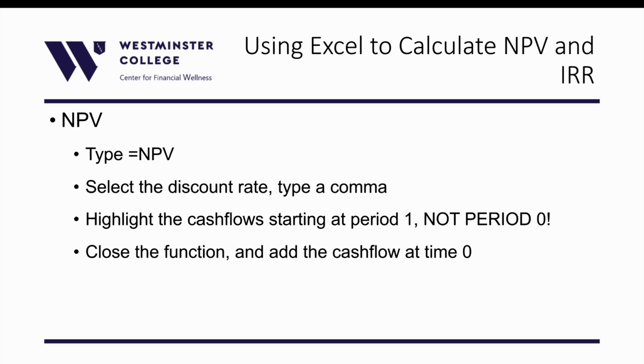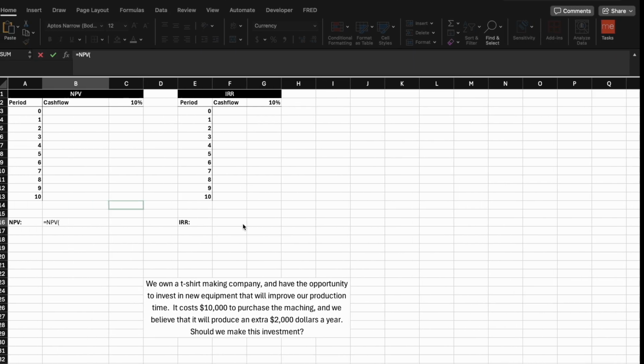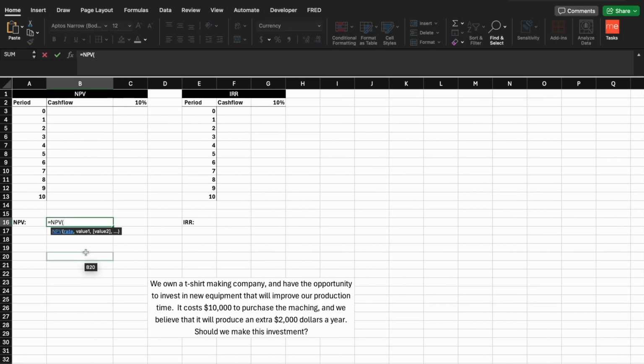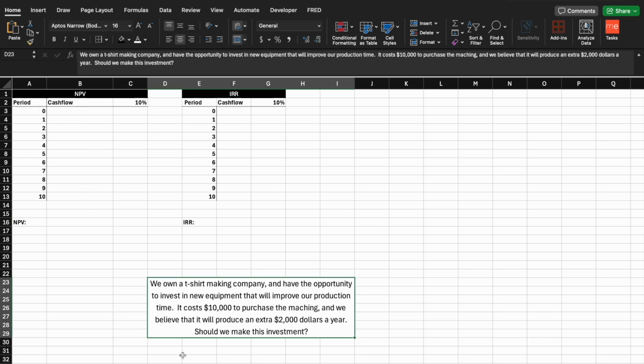So I have the steps listed here. I'm not going to go over them right now. I'm just going to switch over into Excel and use an example to show how to use NPV. So once we're in Excel, we're going to be working right here. We're going to use this example.